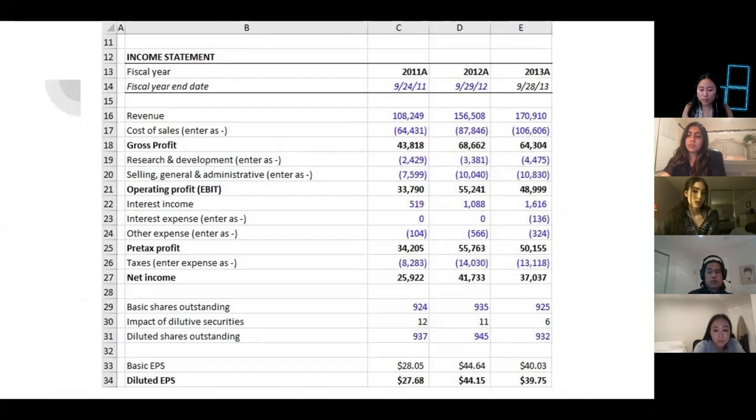This was all done in Excel, by the way. So I highly recommend Excel. Google Sheets sucks.